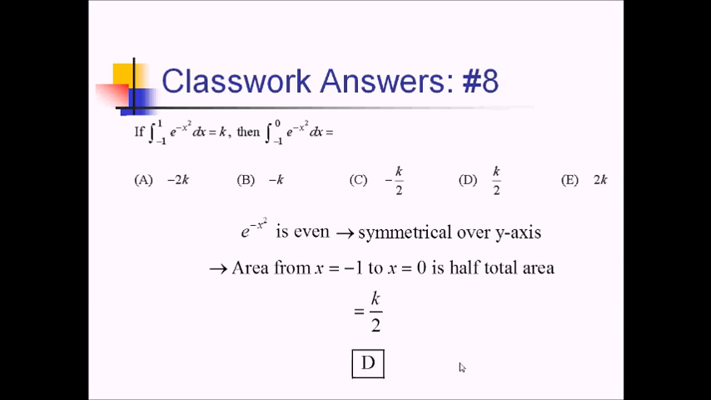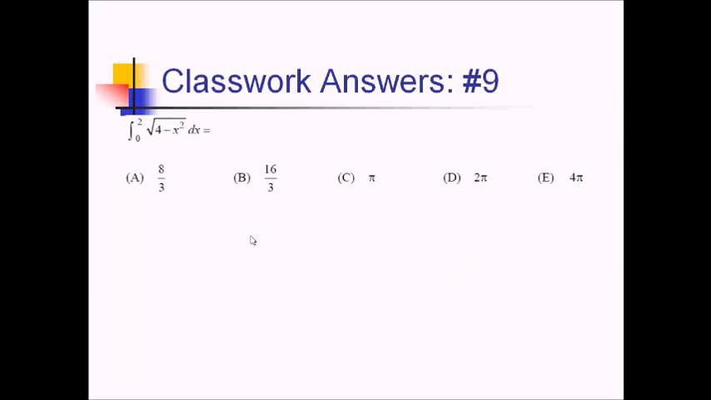Choice D. On this problem, we're trying to take the integral from 0 to 2 of square root of 4 minus x squared dx. The key on this one is recognizing that this is a semicircle that's based off of the circle x squared plus y squared equals 4. So this is a semicircle with a radius of 2.